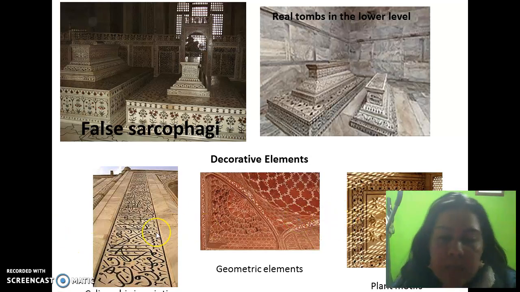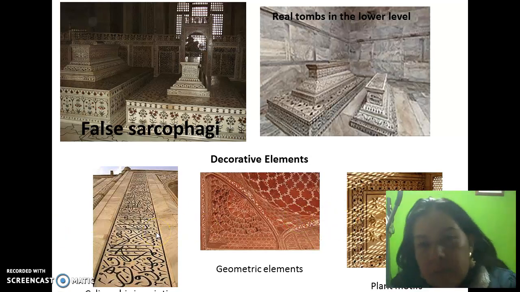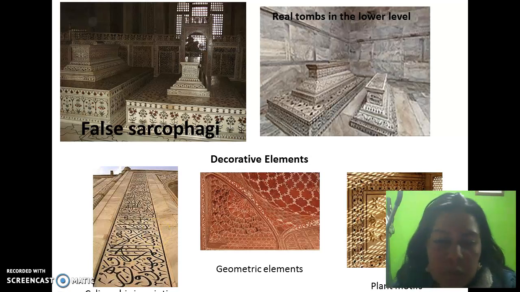One important element is that in Islam it is forbidden to put human shapes in this kind of temples, so that's the reason why we can't find any human shape in these elements, but we can find calligraphic inscriptions.